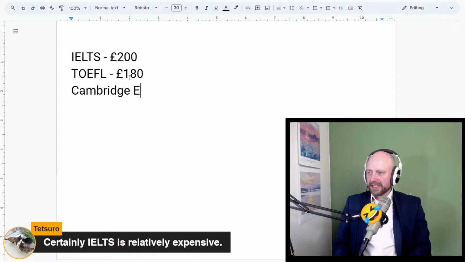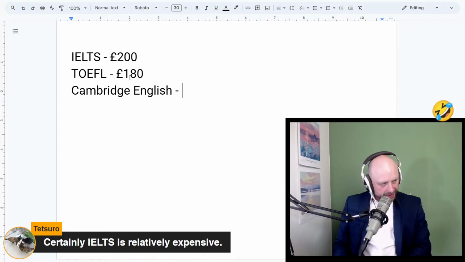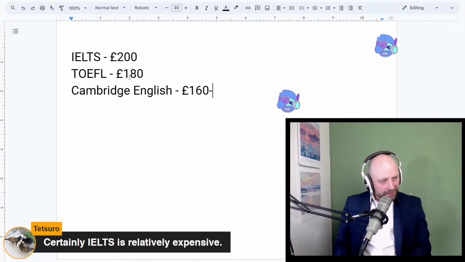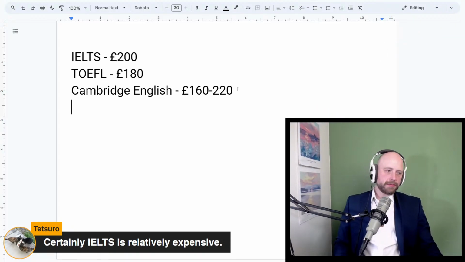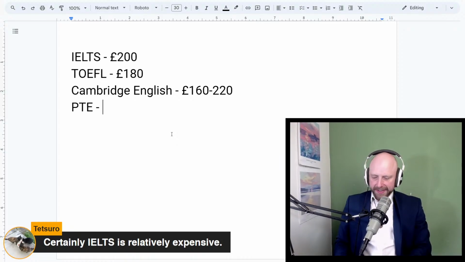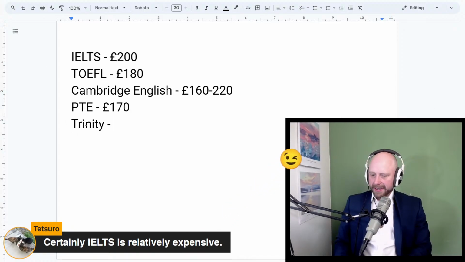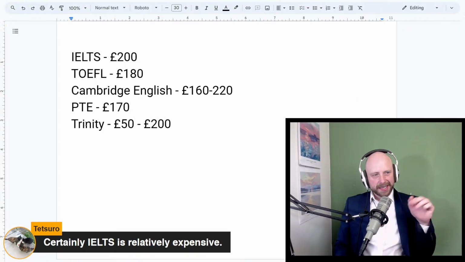Cambridge English. That's the exam that I used to examine for. And that actually depends on the level, because with Cambridge English, you have to choose the level. So it varies depending on the level. Someone before was speaking about Pearson's English. I think that can be about £170, £180. There's the Trinity exam, which is not as well recognised. That actually can be as cheap as £50 if you're in the right institution. Again, with Trinity, it depends on the level.